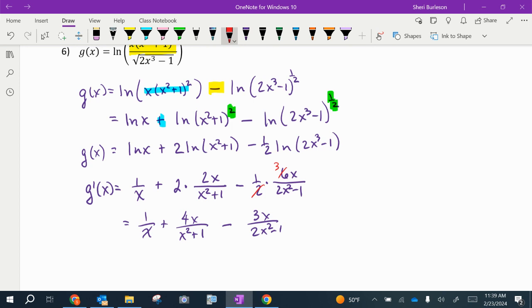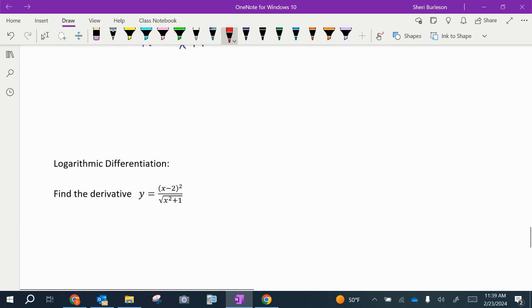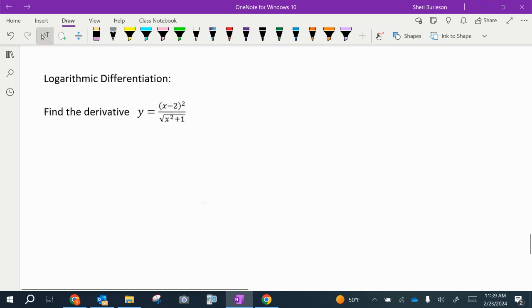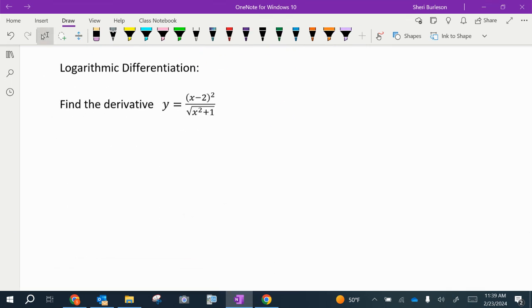Now, it would be really nice if I could use this method even if I don't have a logarithm. So here I want to find the derivative. Right now, I have to use a quotient rule. I have to use a power rule with a chain rule twice, once in the numerator and once in the denominator. Yuck.